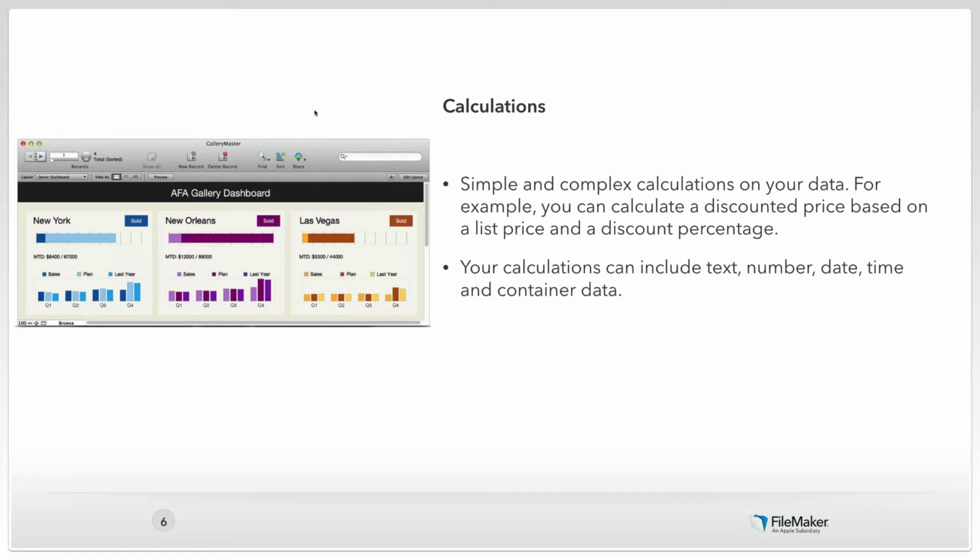They can obviously be very simple or extremely complex. You could just be adding two numbers together, or you could be doing a great big calculation to work out an end result. So they obviously can be very different. And like I said, don't just think of them as adding up numbers. You could be joining text together, calculating dates and times, and also working with container data, so videos, audio and pictures. You could be doing some kind of calculation on what's contained within those fields.